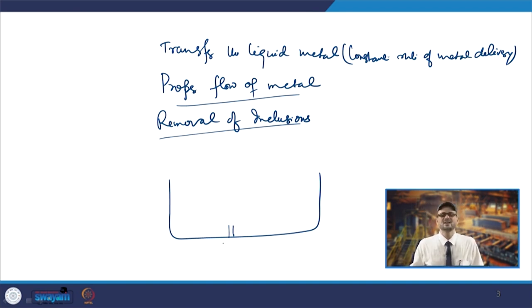In case of inclusion removal, we feel that the flow should be such that there is not much mixing. There should be a quiescent type of flow, which should allow the inclusions to float up. So we use different kinds of flow modifiers, and depending upon what we need, we try to see that the aim with which this Tundish is used is basically met. All these things are required to be kept in mind.